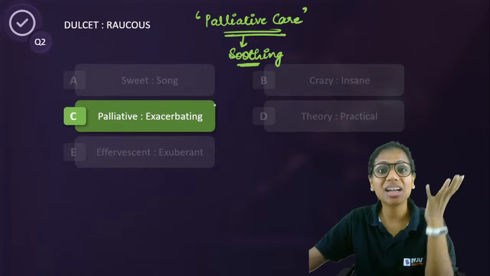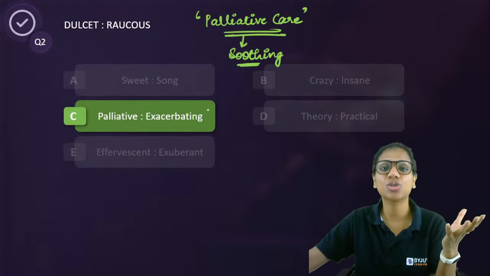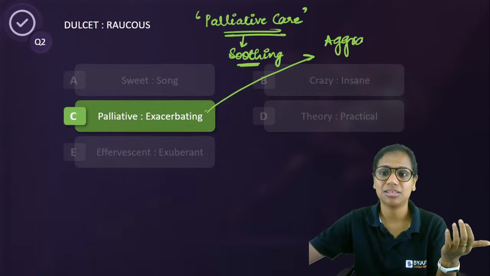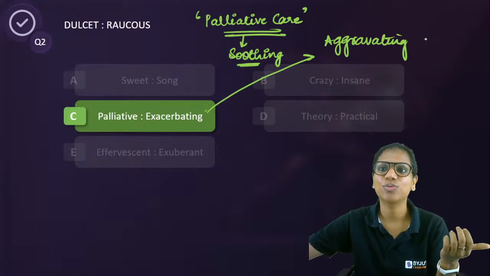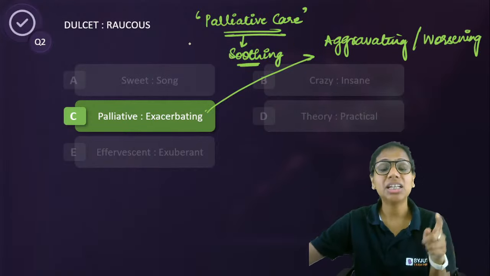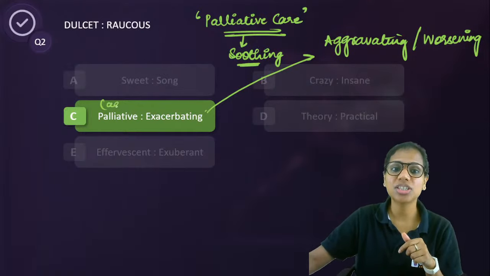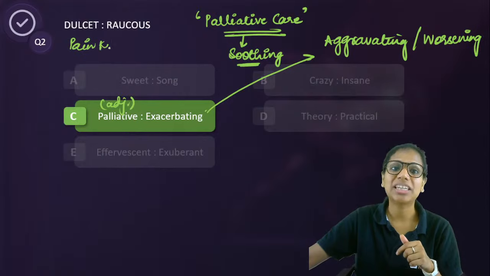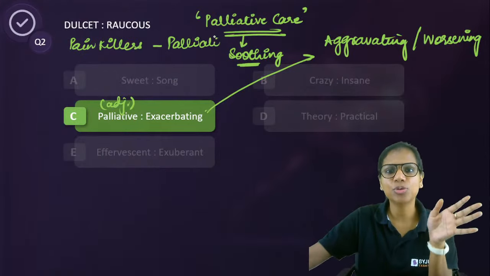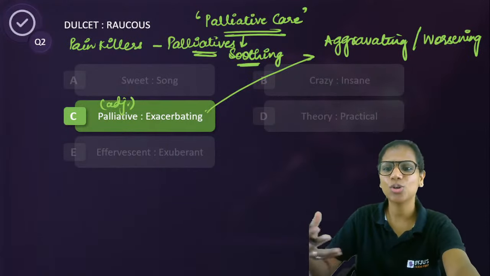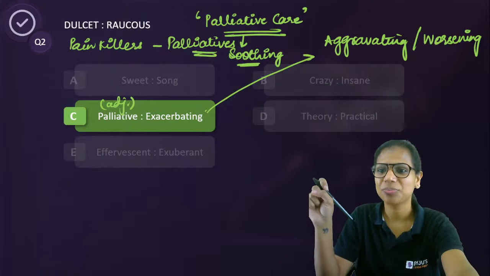Exacerbating is something that aggravates the pain or a situation, worsens a situation. So this means aggravating or worsening. Palliative can also be used as a noun. It is not just an adjective. Painkillers are called palliatives also. So from today, stop using the word painkiller, call them palliatives. This is how you incorporate a vocabulary word into your life.